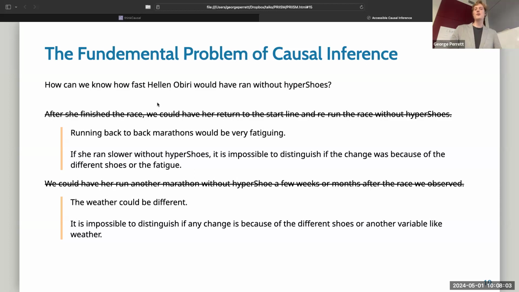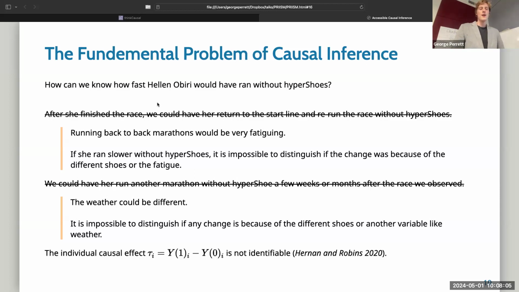The fundamental problem of causal inference is not a solvable problem. And these individual causal effects, the true effect of Hyper shoes for Helen, are non-identifiable, meaning we won't be able to recover it.